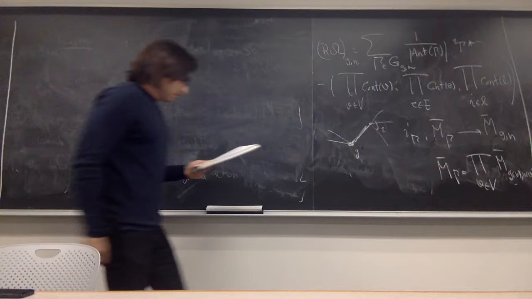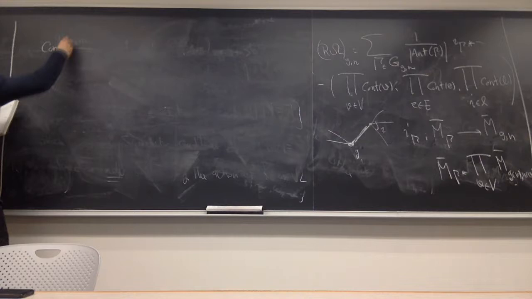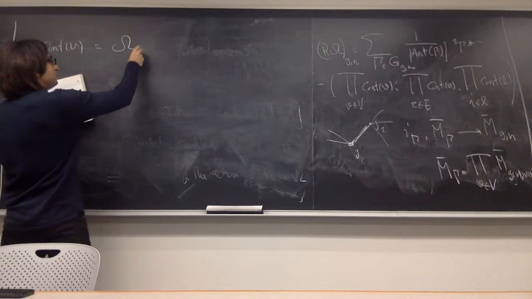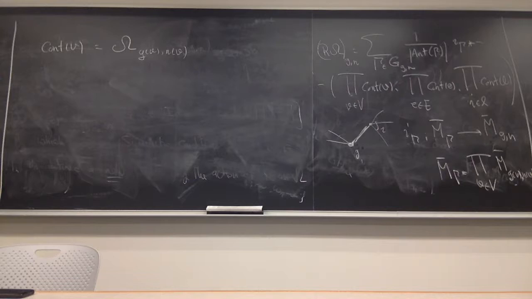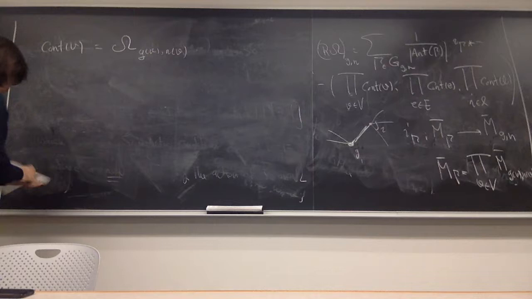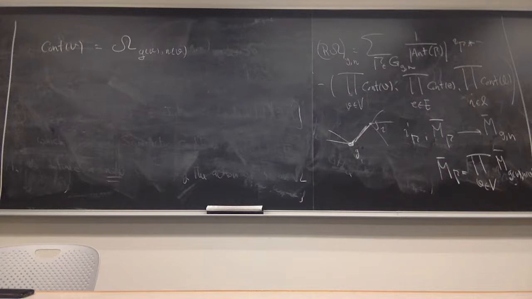So, okay. So what is the contribution of the vertex? This is basically omega of g of v and n of v. So for that vertex, I have something similar to a Gromov-Witten class, but it's not a Gromov-Witten class. It's one of those elements of my cohomology theory, and this is what it is, right? And one other thing, I don't have my notes in here, so that's fine. Yeah, okay, so I have one of these things.